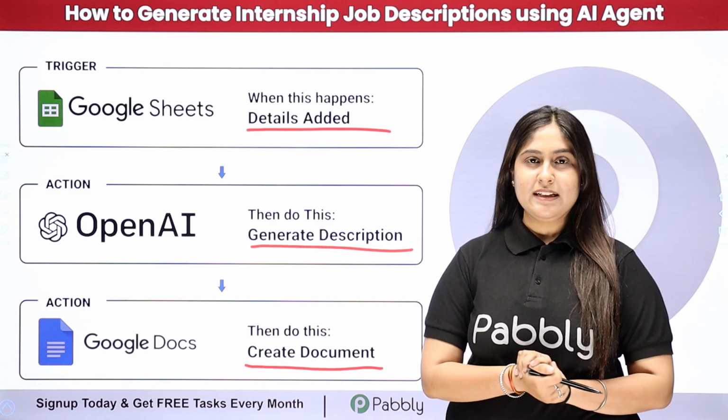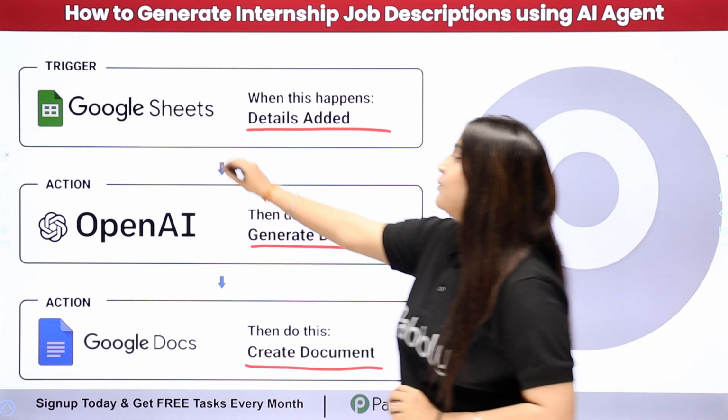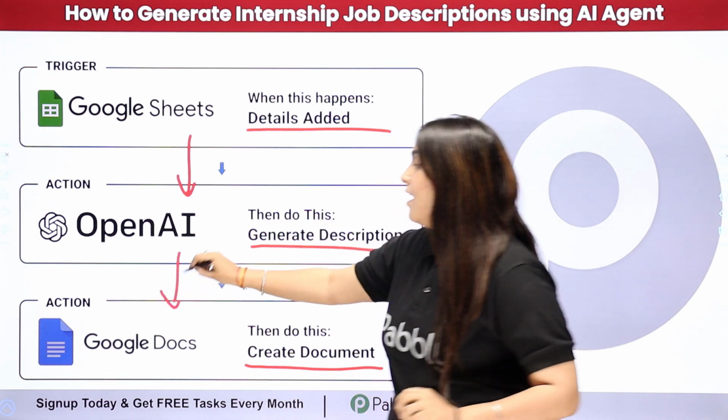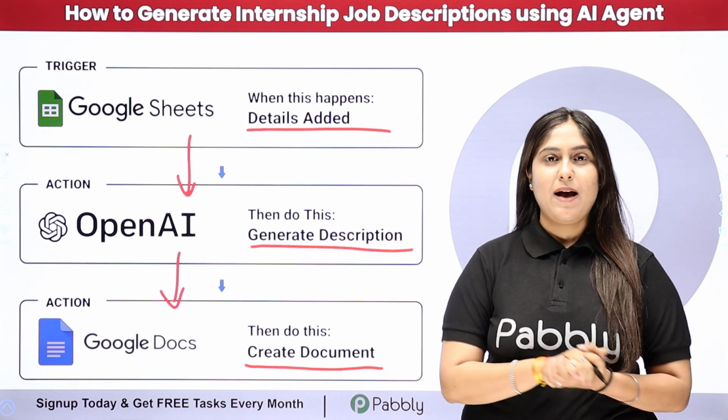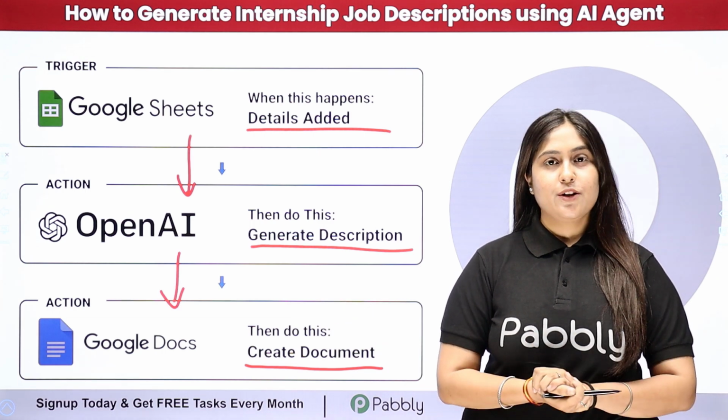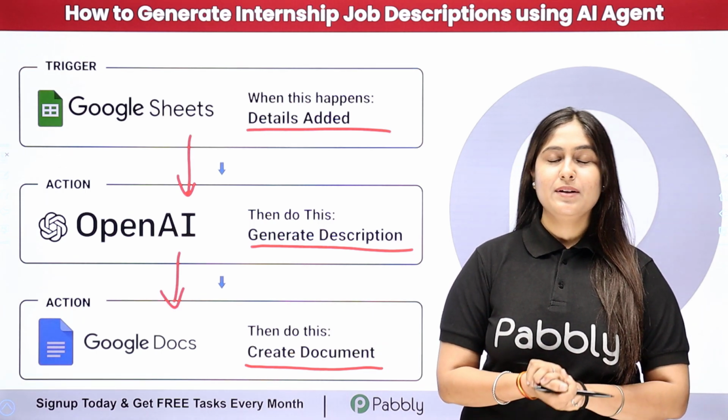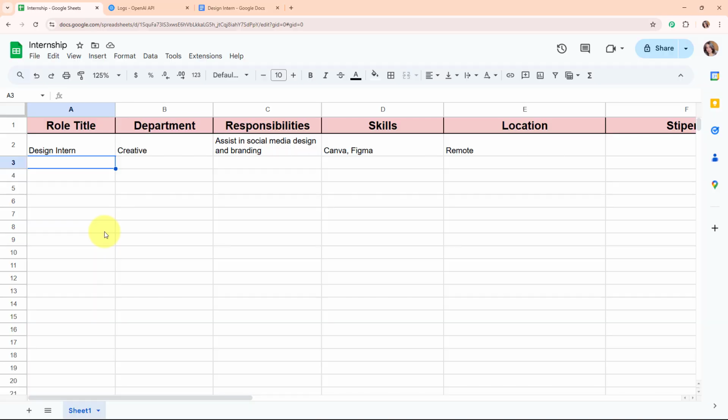Now, to automate the entire process, I need to connect my Google Sheets with OpenAI and Google Docs using an automation software named Pabbly Connect. So to see the working of this automation and to learn this process step by step, let me take you to my screen. Welcome to my screen.